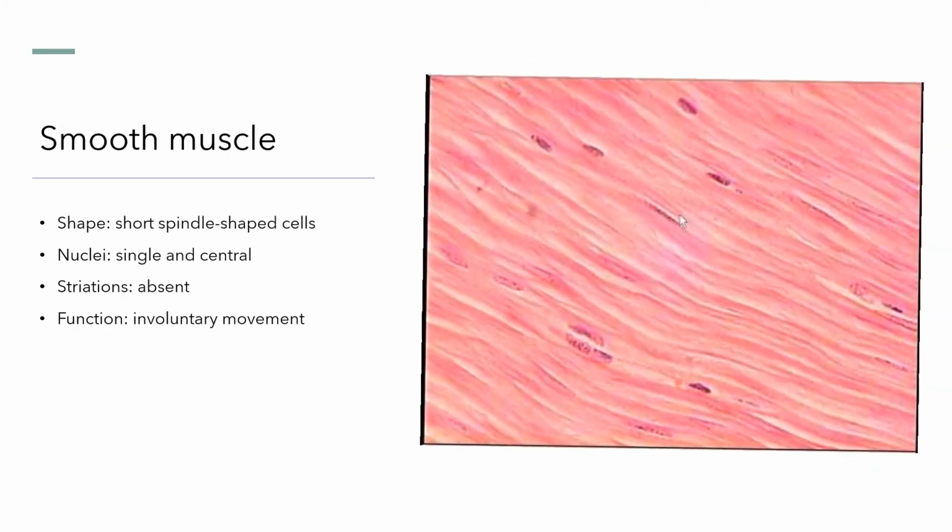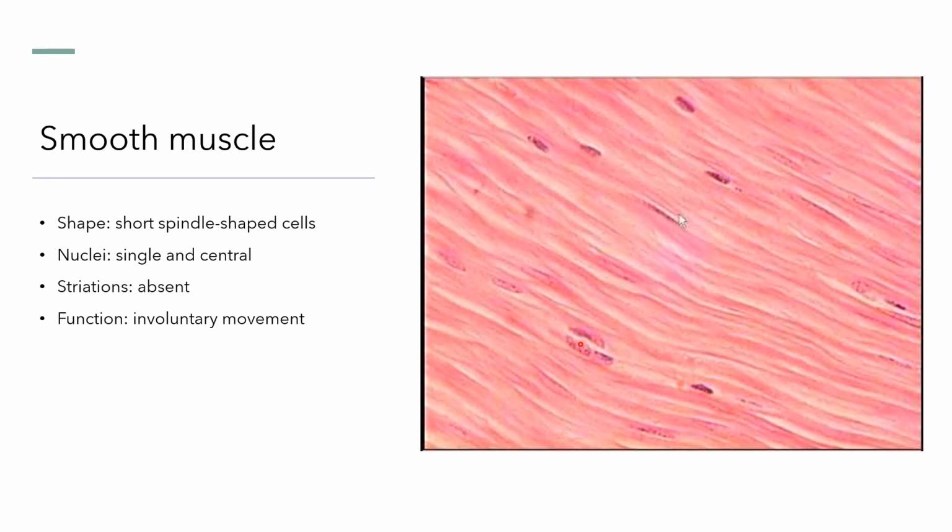Let's look at smooth muscle. You have these short spindle-shaped cells, and anything that's spindle-shaped means it's football-shaped. Each of these cells has a single nucleus, which is central in the cell. There are no striations to be seen anywhere in this slide. And as I already mentioned, it functions in involuntary movement.